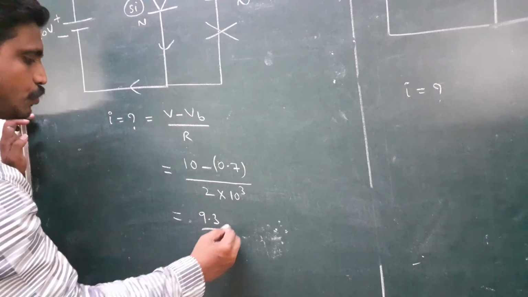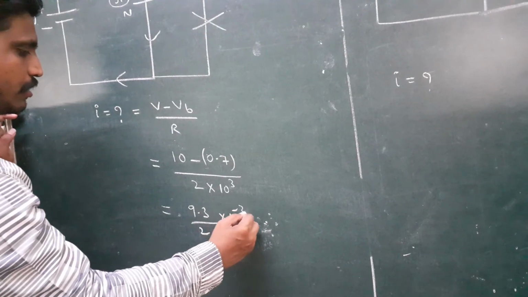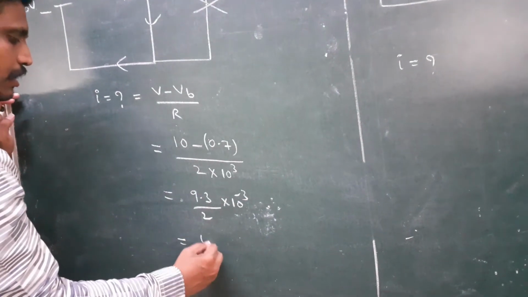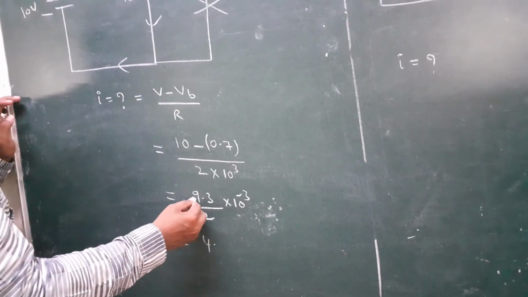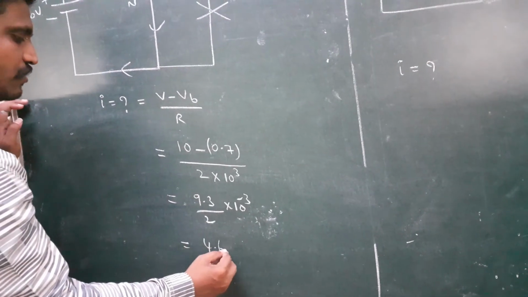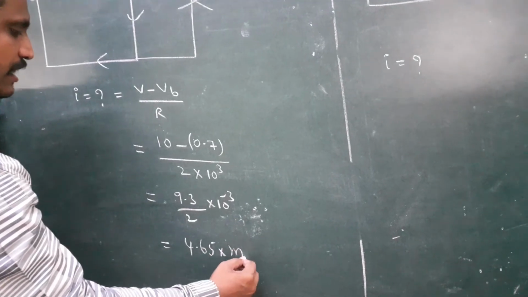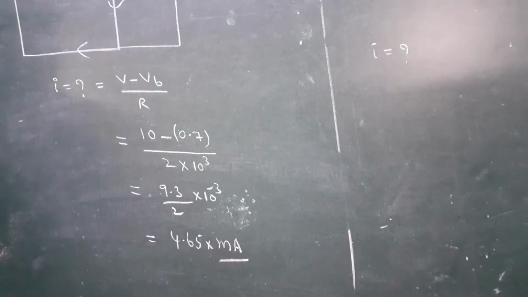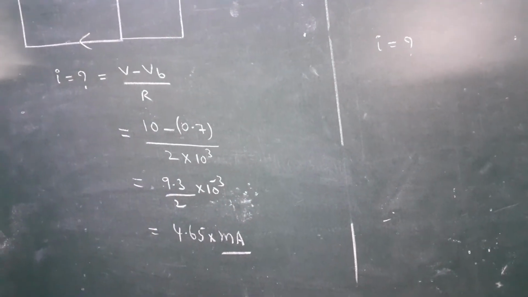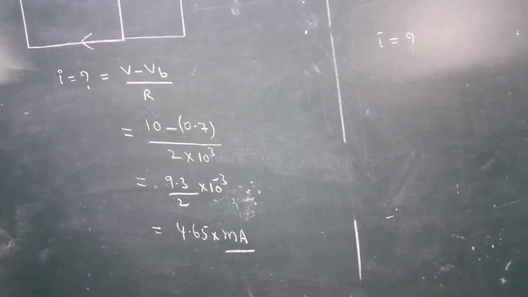9.3 by 2. Here 10 power 3 above, so 10 power minus 3. It is neatly explained: 2 4s are 8, 2 6s are 12, 2 5s are 10. 10 power minus 3 amperes is written as milliamperes. That means we get 4.65 milliamperes.